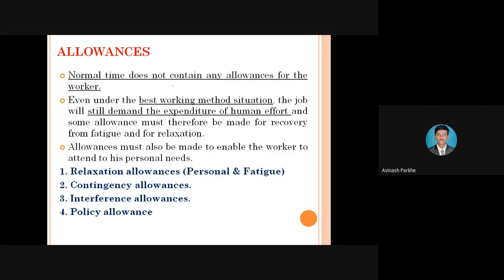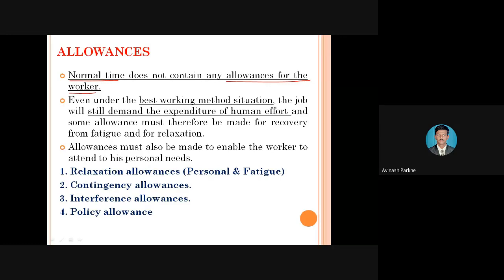But sometimes some of the operations are very time consuming. That operator has to work on that machine continuously for 2 to 3 hours. But in between those 2 to 3 hours, we have to provide different types of allowances, because normal time does not contain any allowance for the worker. Normal time represents the time required to perform the operation only.